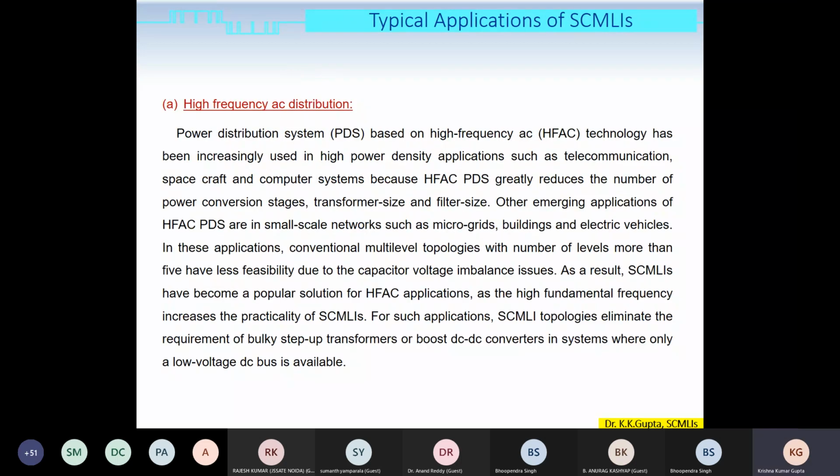As I was talking about the typical applications, like high frequency distribution, as I told you, the capacitor size is inversely proportional to the fundamental frequency here. So in high frequency AC distribution in these kinds of systems, we are using high frequency as the fundamental waveform. So these converters are highly attractive, especially for microgrids, small grids, buildings, and electric vehicles, where we can use high frequency AC distribution.